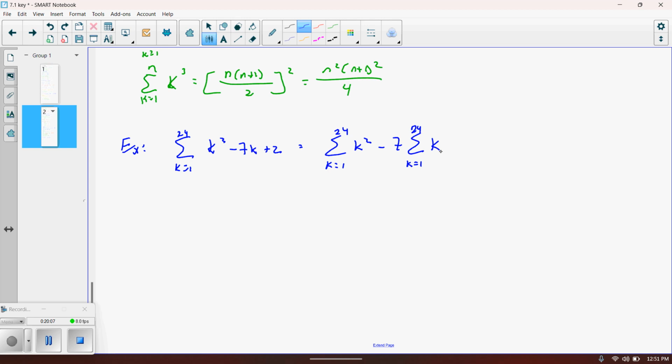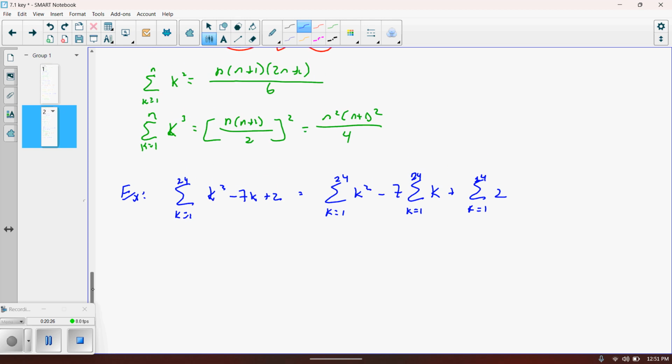And then that would be the sum of k from 1 to 24. And then the last one is simply separating through addition the sum of 2, which is a constant. So we've got a bunch of properties we can now use. So if we go back to our summation formula, k squared, I know that that's going to be n times n plus 1 times 2n plus 1 over 6.